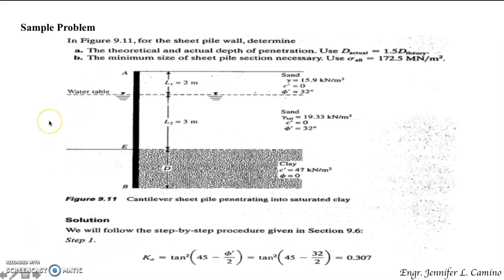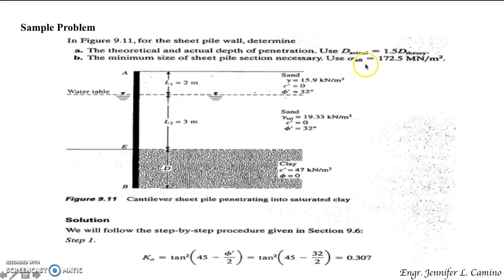So we have here a sample problem. You have a sheet pile penetrating a clay type soil. Compute for the theoretical and actual depth of penetration. You're going to use the actual as 1.5 of the theoretical. Compute for the minimum size of the sheet pile section necessary.